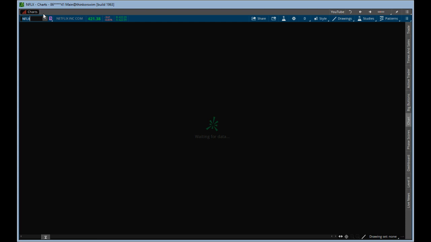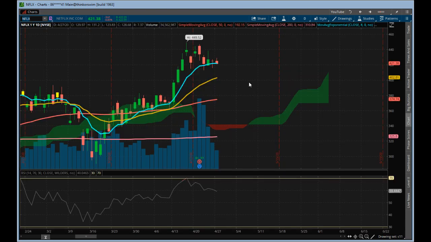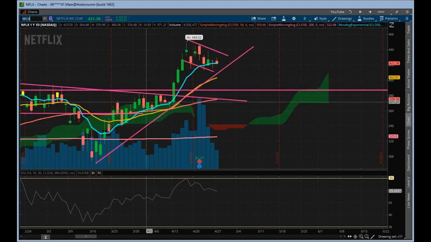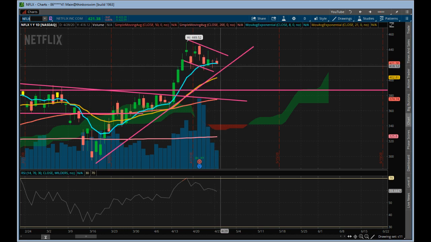Netflix, again, working its way over. See if this pulls up here for us. Yep, it's working its way over to the upward trend line. Okay, so it's kind of bull flagging towards this trend line right here. Again, I like that it's after earnings.